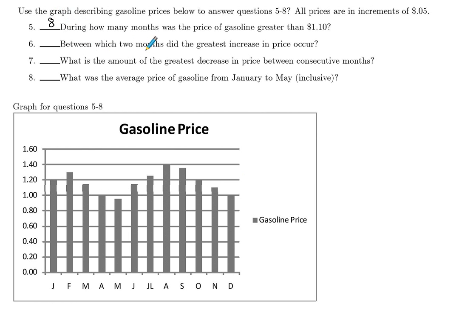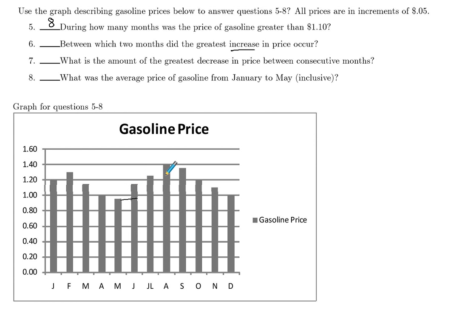And then between which 2 months did we have the greatest increase in price? So an increase would be a jump. You're going from left to right. We're looking for the biggest jump. Looks like here, May to July, this went from, I'm looking here, that height. That looks like 90 would be about here. This looks like this went from 90 up to about $1.15. That'd be about a 20-cent hike.